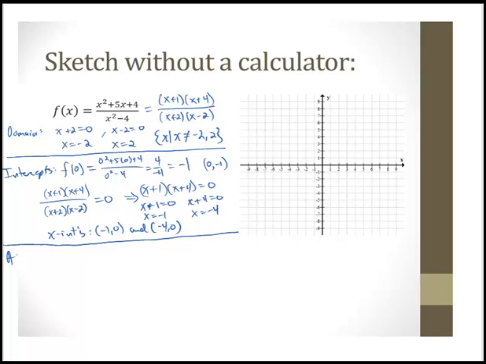Asymptotes. Well, I can't remove any factors between the numerator and denominator, so I'm expecting vertical asymptotes at x equals negative 2 and x equals positive 2. Looking at the degrees of the numerator and denominator, I have a degree 2 over degree 2. So since they're the same, I get a horizontal asymptote at y equals, now taking the lead coefficients, 1 over 1, at y equals 1.